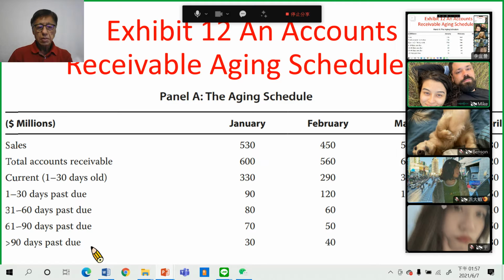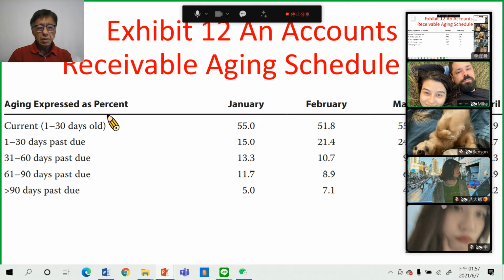Based on this, we can express the aging as a percent. In the next slide, 89, we see that the percent for January for the current accounts receivable is 55%, February 51.8%, March 55.4%, and April 38.9%. Of course, this percentage gets smaller with time passing because the past due categories keep getting smaller, as there are fewer and fewer accounts that are not paid yet, which is customary for the company. In the end, above 90 days past due, it's only 5% for January and similar numbers for the other months.